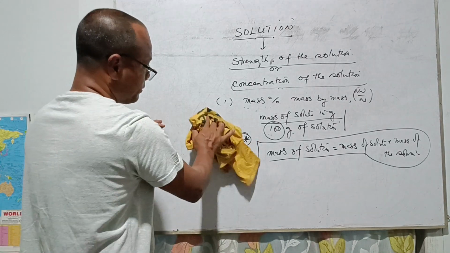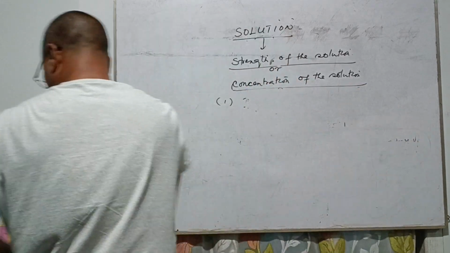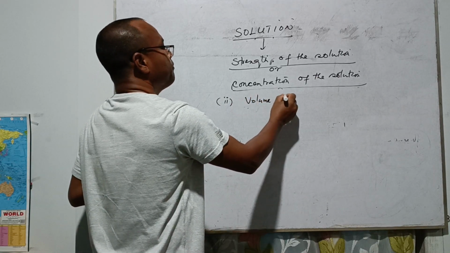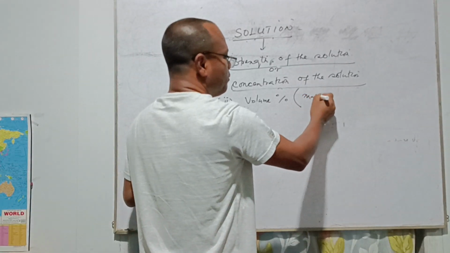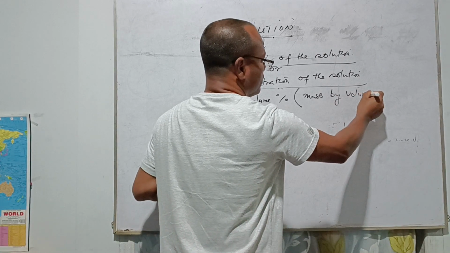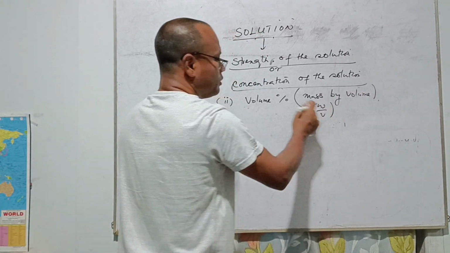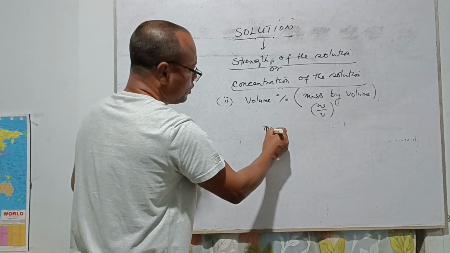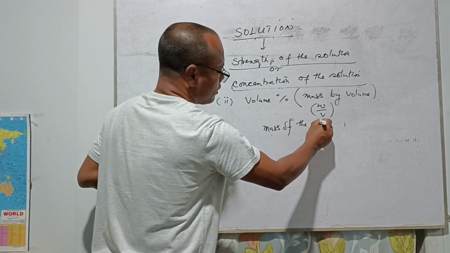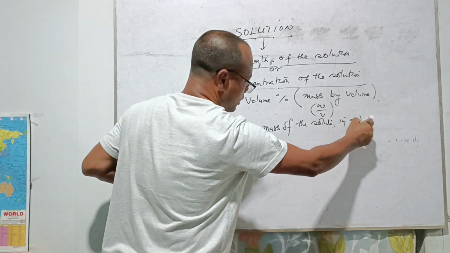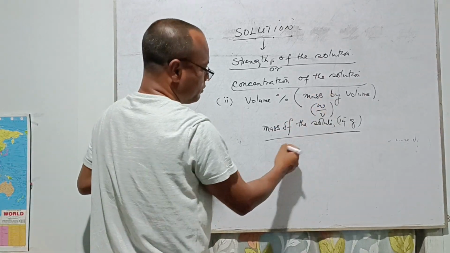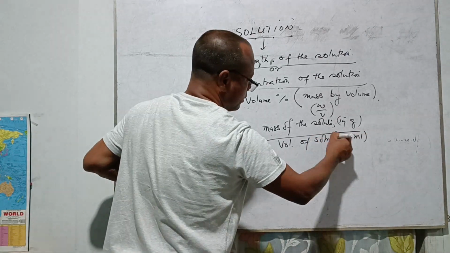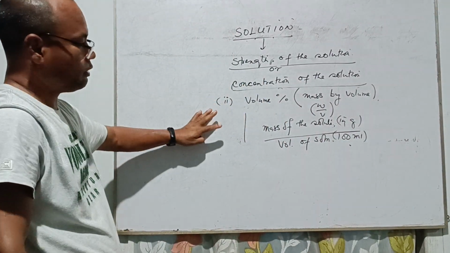Number two is volume percentage. Sometimes we write mass by volume, that is, we write W by V. So what do you mean by this volume percentage or mass by volume percentage? That is the mass of the solute, which we calculate in grams, in the volume of the solution. What is the volume of the solution here also? 100 ml.